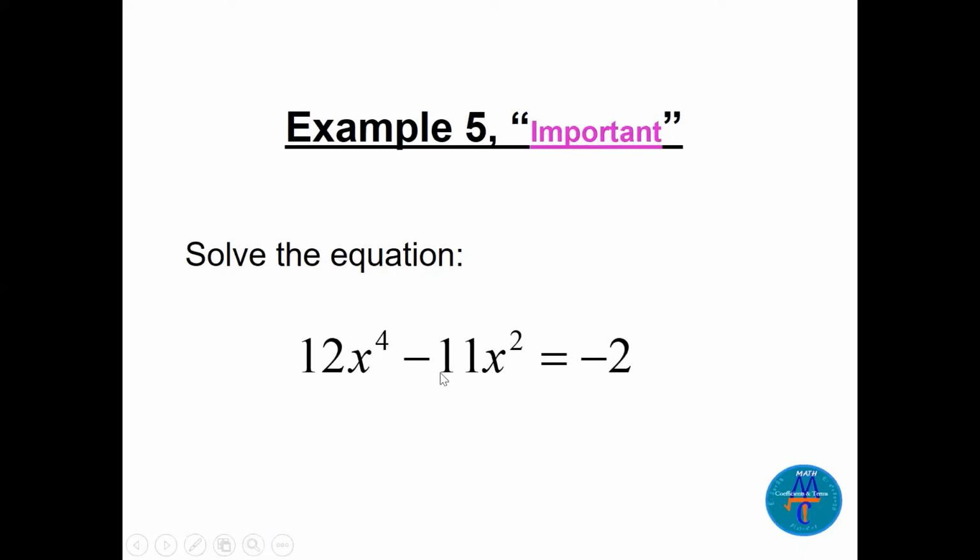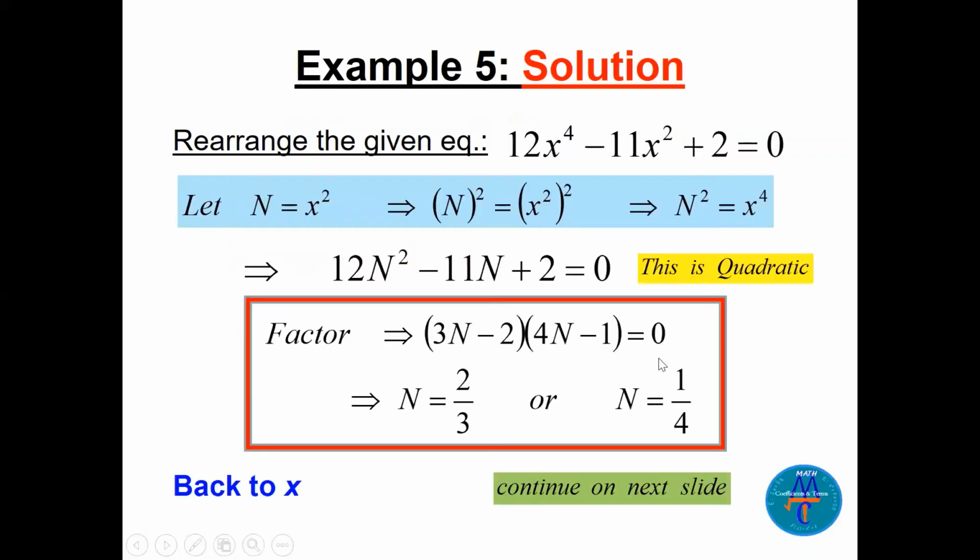Let's solve this equation. Now by looking, you have to say at least that x power 4 means we are expecting 4 solutions. Second, you say it looks like a quadratic. So let's rearrange it. Never take a common factor here, I said. If you have a number there, it should be 0 on the right side. So bring the 2 over, minus 2 becomes plus 2, equal to 0.